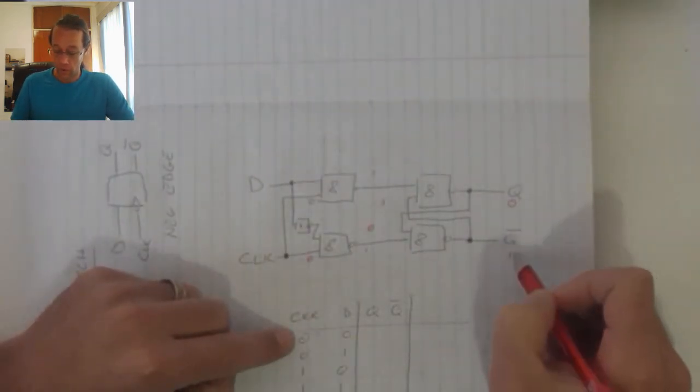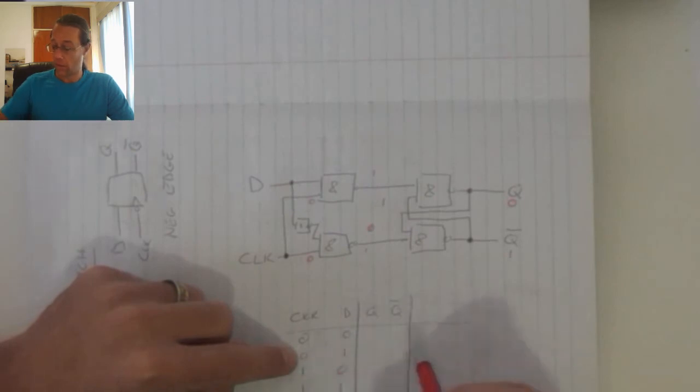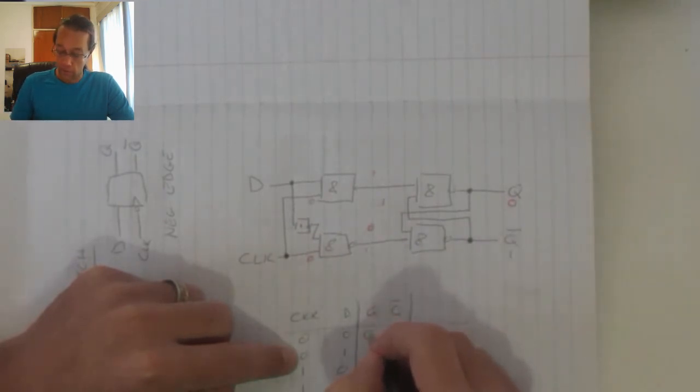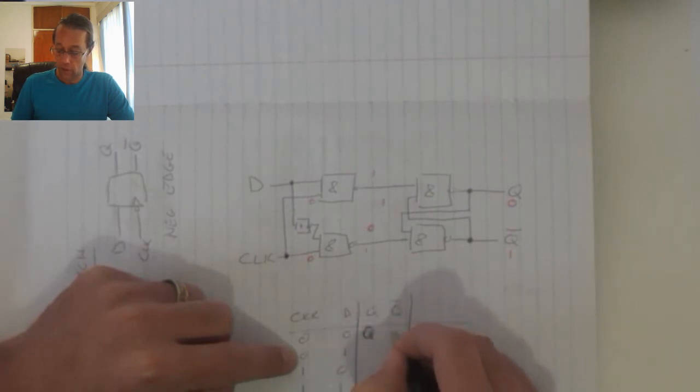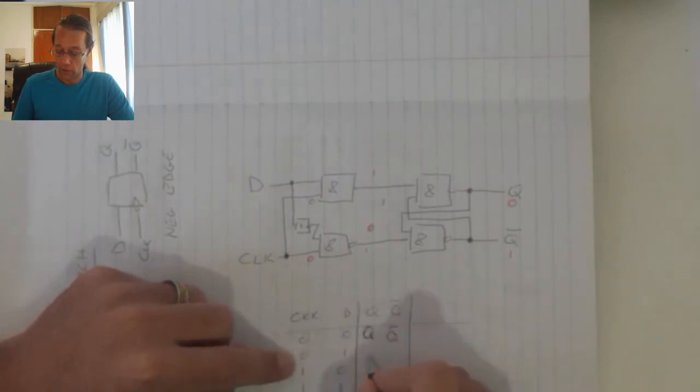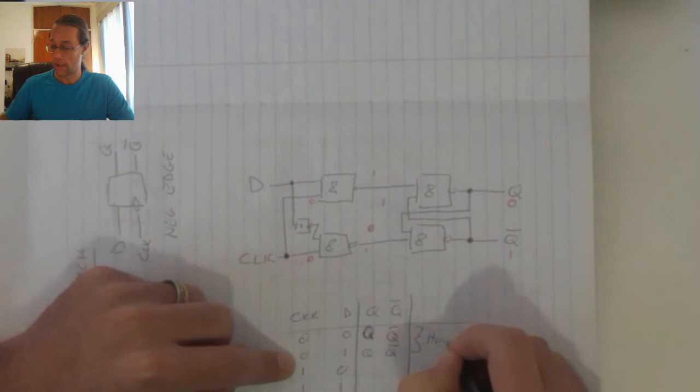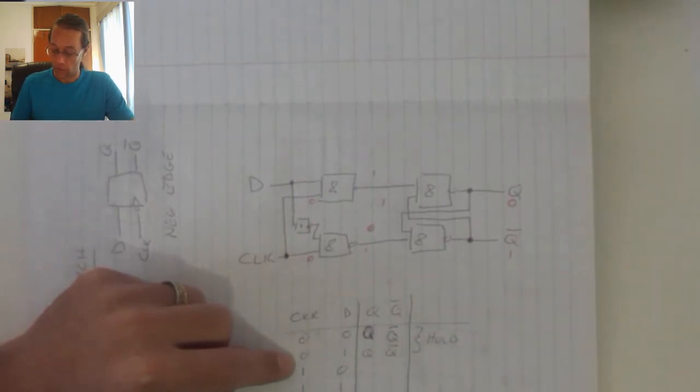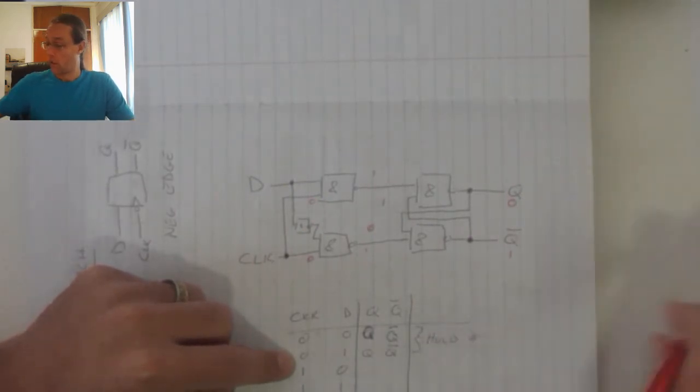Now if those were swapped around, then we would have the exact same scenario because of the clock being off. So that output's going to remain what Q is, that output is going to remain what not Q is. There's no pulse there, so again they are going to remain in their hold states. Okay, so that was my hold condition.